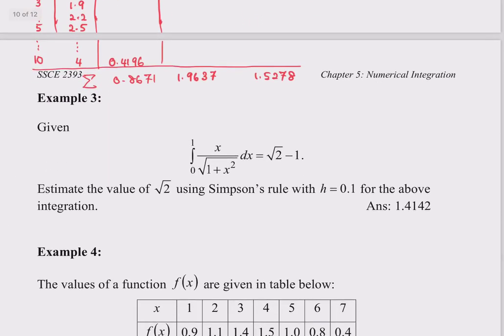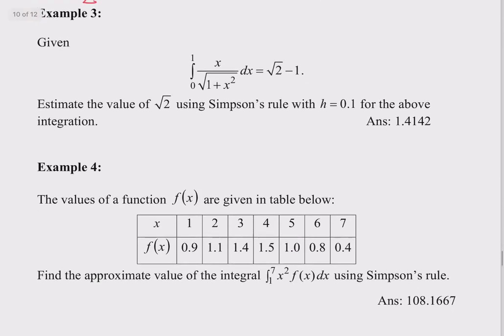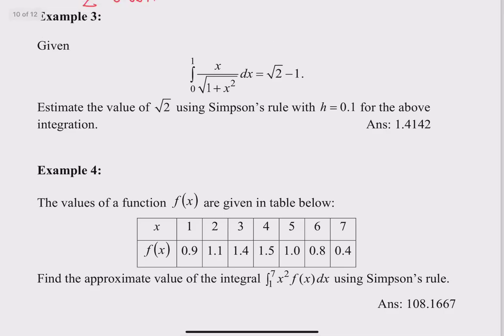So here we have two other examples. For example 3, estimate the value given the integral from 0 to 1 of x divided by root of 1 plus x squared, which is equal to root 2 minus 1. Estimate the value of root 2 using Simpson rule with h equal to 0.1 for the above integration. So for this example, the question asks you to estimate the value of this one.